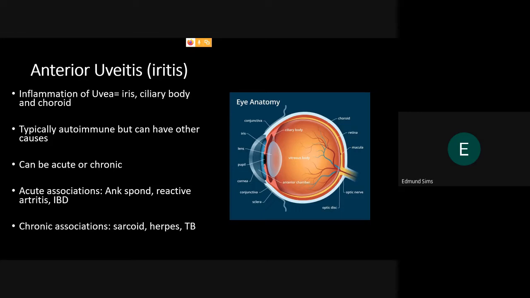So anterior uveitis is inflammation of the uvea. So that's your iris, your ciliary body, and your choroid going all the way around, but it tends to be the anterior part. It's typically autoimmune, but can have other causes, and it can be acute or chronic. So it has a lot of associations. Acute ones are reactive arthritis. So if you think about your mnemonic, can't see, pee, or climb a tree, the can't see is the reactive arthritis side of things. And then IBD, and then chronic associations are your sarcoids, your TBs, your herpes.